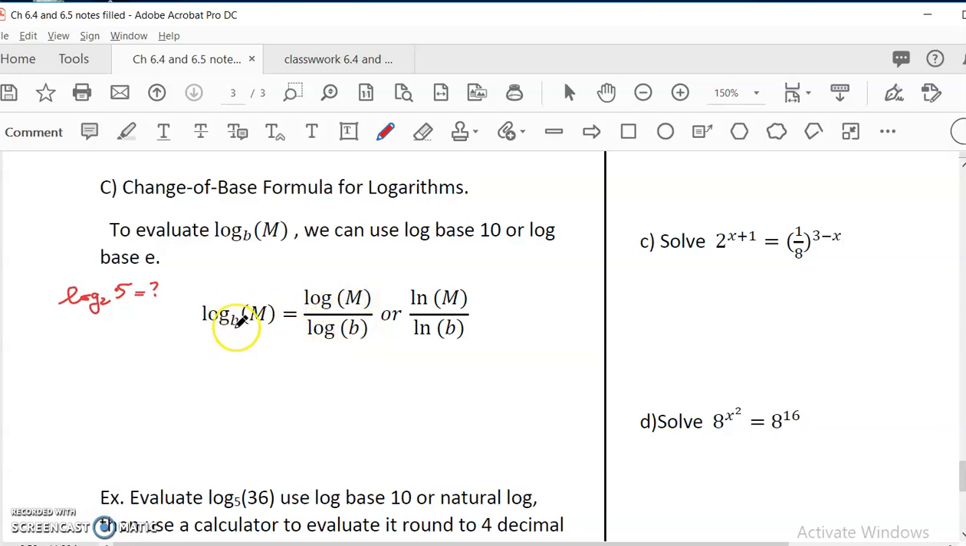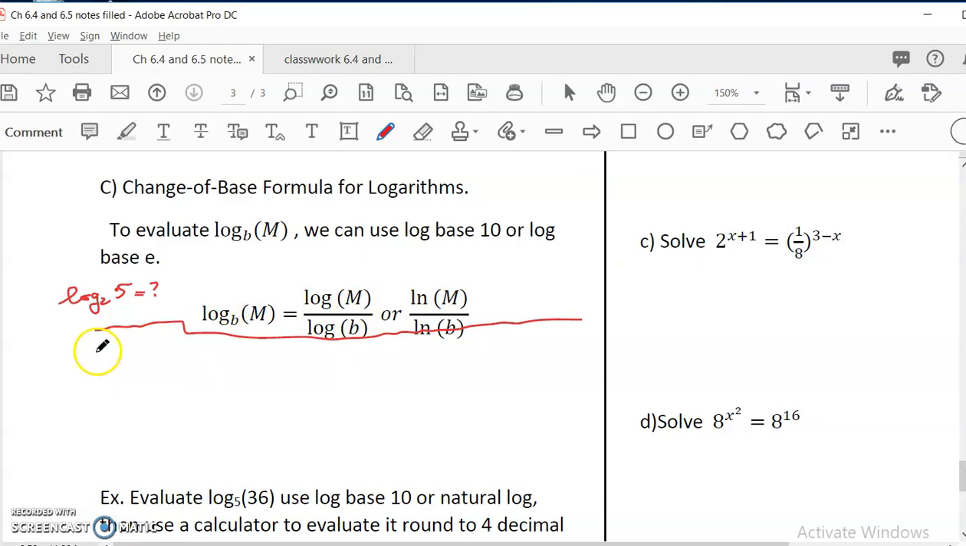So the base becomes the denominator. And actually it's also the same as ln m over ln b. Okay, so what's the reason? How come it becomes like this? So this is the proof. If you want to, you can look at it, but you don't have to know how to do it. You just need to know how to use it.